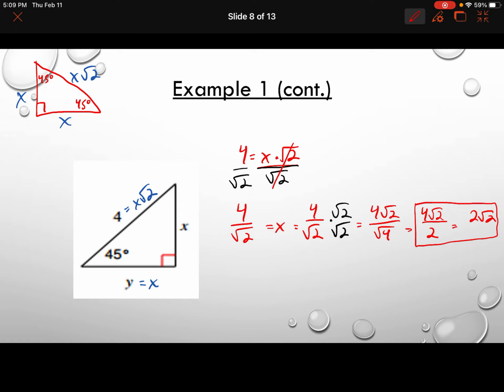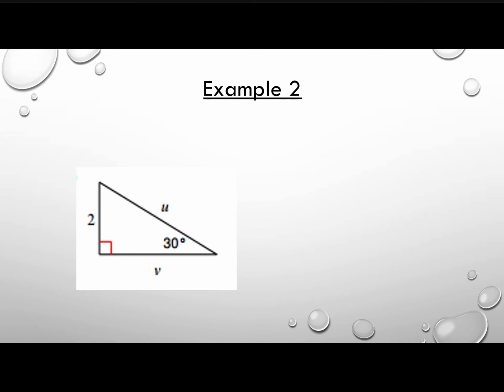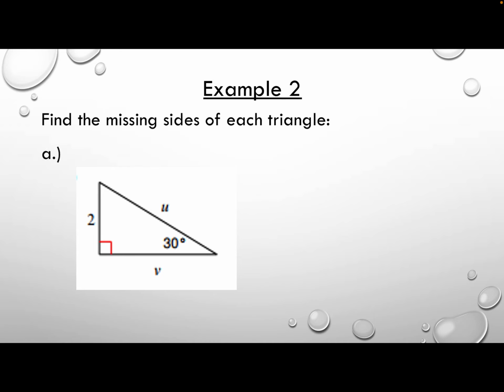So that is what x is equal to. And we also said that y is equal to x. Well, we just said x is equal to 2 square root of 2. So we're done there as well. And there you go. There are your two sides. So that's the 45, 45, 90 triangle. Now let's do the 30, 60, 90 one. And then you'll get a chance to try a couple problems on your own as well.